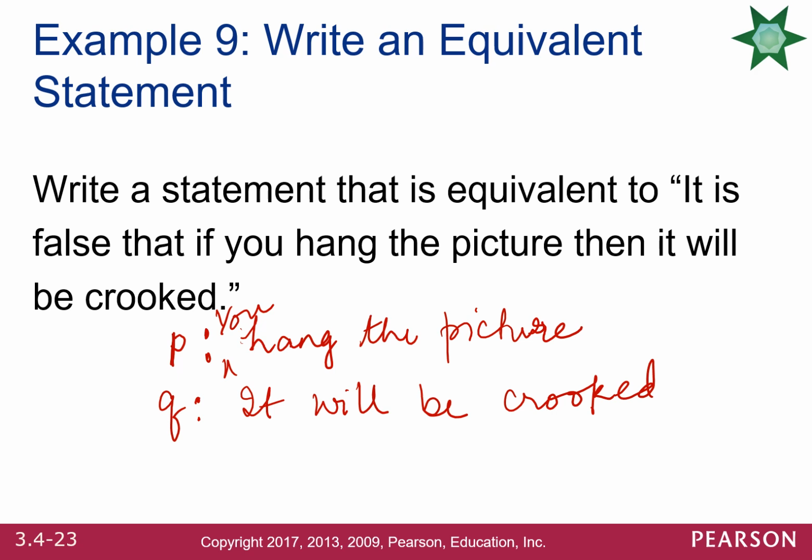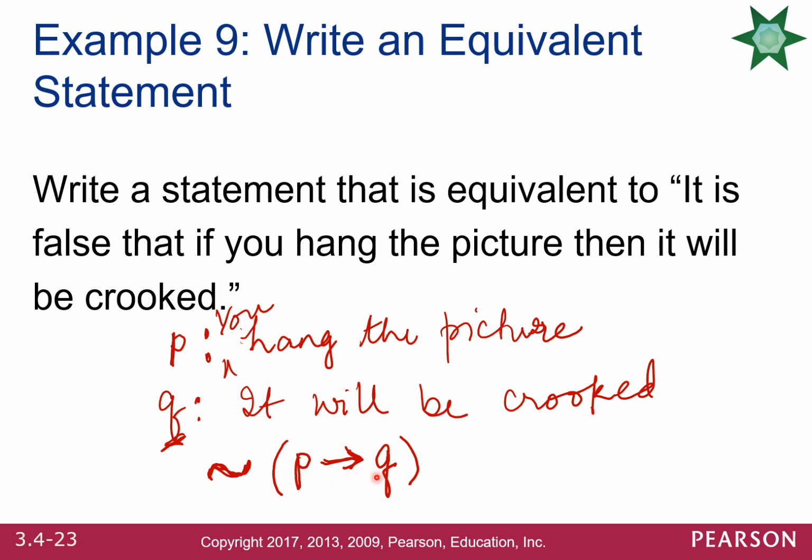"It is false" means there's negation, correct? There's negation represented by the symbol here for negation. And then within brackets, we'll put here, hang the picture, which is P, followed by the one directional arrow for if-then. And then it will be crooked is Q, represented by the letter Q. So we have the entire compound statement in symbolic form at this point, which is not, and then within brackets, if P then Q. All right.